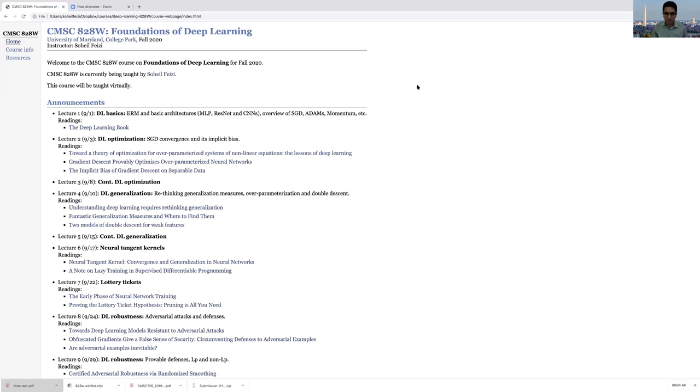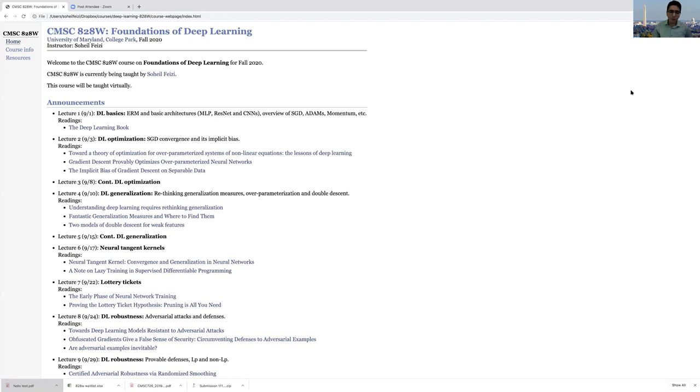So first of all, this is an advanced deep learning course. So you need to have some basic machine learning and deep learning background before taking this course. If you don't have such a background, I encourage you to first take some introductory course in machine learning and deep learning, and maybe the next years you can take advanced courses in deep learning.